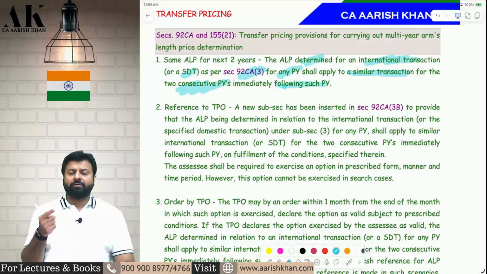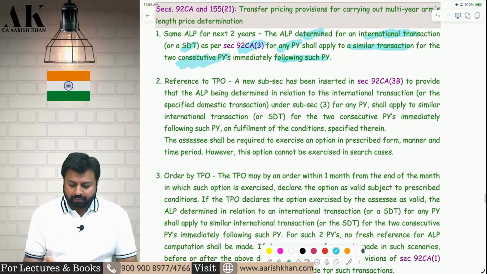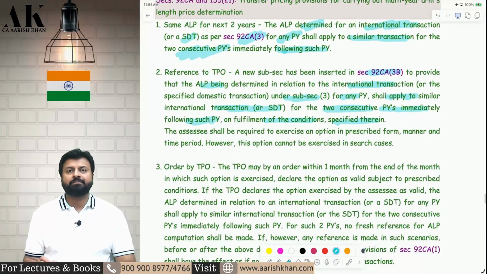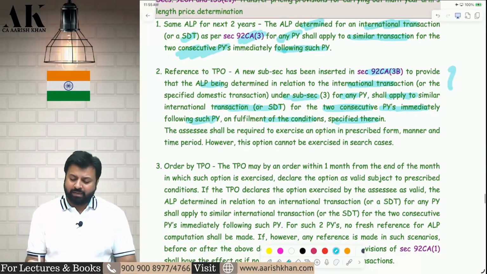Our PY is 25-26, so 26-27 and 27-28 you can also apply. A new subsection has been inserted to provide that the ALP determined in relation to an international transaction under subsection 3 for a PY shall apply to a similar international transaction or SDT for 2 consecutive PYs immediately following such PY, and on fulfillment of certain conditions specified therein. Okay, now this is repeating only.